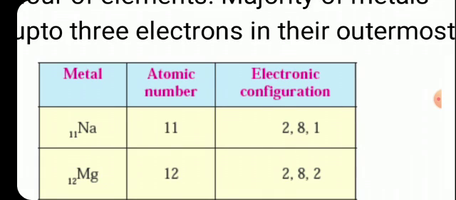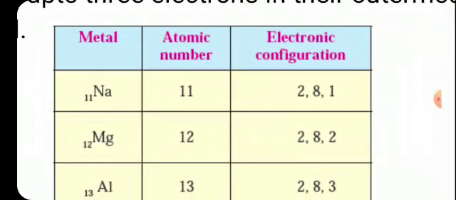Sodium has atomic number 11. Electronic configuration of sodium is 2 electrons in K shell, 8 electrons in L shell, and the last valence shell is M and it contains a single electron. So electronic configuration of sodium is 2, 8, 1. Magnesium has atomic number 12 and its electronic configuration is 2, 8, 2.